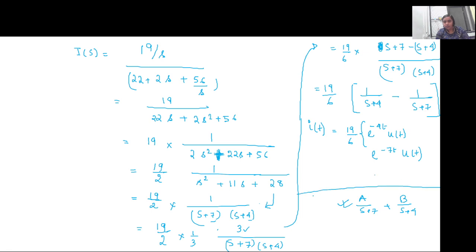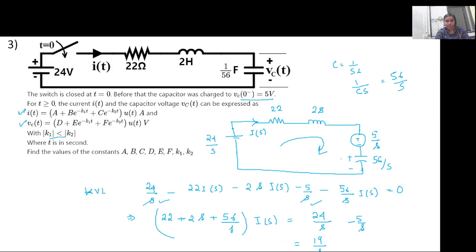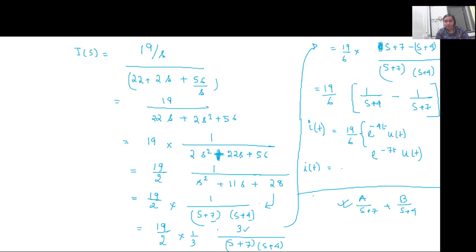So we can write I of t to be, so in the question it is given in terms of a plus b e to the power something, c e to the power something. So we will write it as 0 plus 19 by 6 e to the power minus 4t, and there is a minus sign here, so it will be minus 19 by 6 e to the power minus 7t into u of t. So now it is written in a similar way to the question. So a, b and c you can figure out.